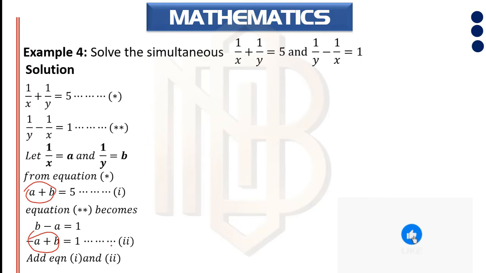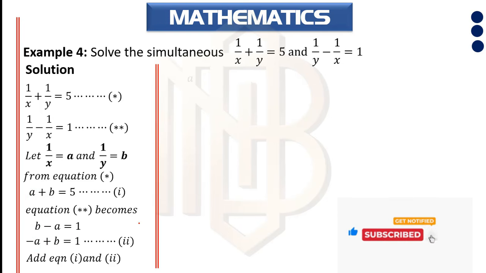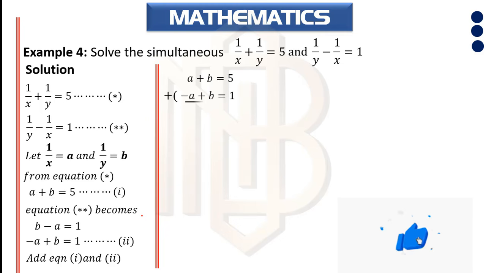because if we want to eliminate a from here and we are eliminating a from here, you can see they have different signs. This is plus and this is minus, which means you can easily eliminate a by adding equation 1 to equation 2. If we do, that will give us what we need. Of course, b plus b will give us 2b, and 5 plus 1 will give us 6.